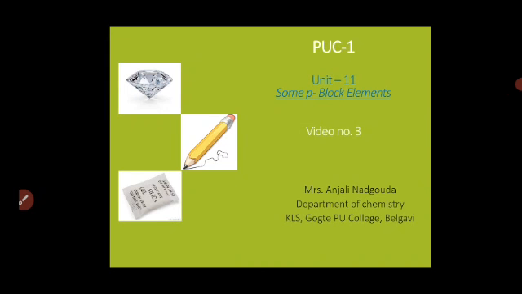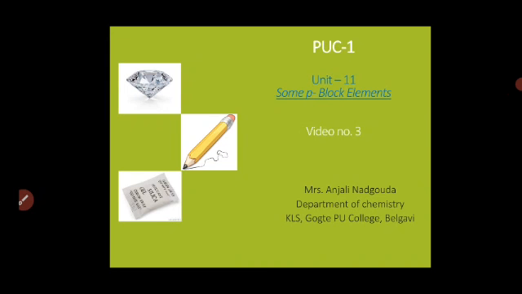In our last video, we completed group number 13, that is the boron family. In that, we studied in detail the atomic properties as well as the physical and chemical properties. So, today we will start our video with group number 14 from the P block elements.